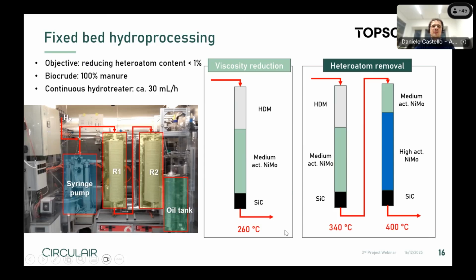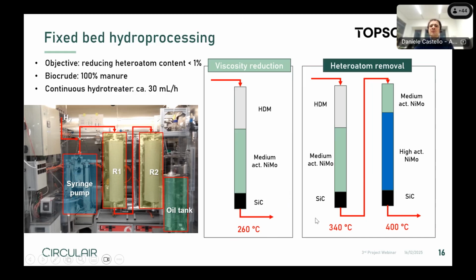This campaign was actually divided into two branches. The first one we call viscosity reduction. We just processed the biocrude over a catalyst bed constituted by hydrodemetallization catalyst to remove the residual ashes, and a minimum activity NiMo catalyst at low temperature to basically stabilize the oil and reduce its viscosity.